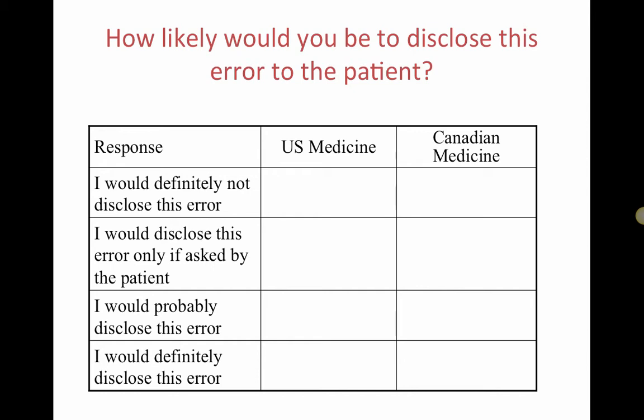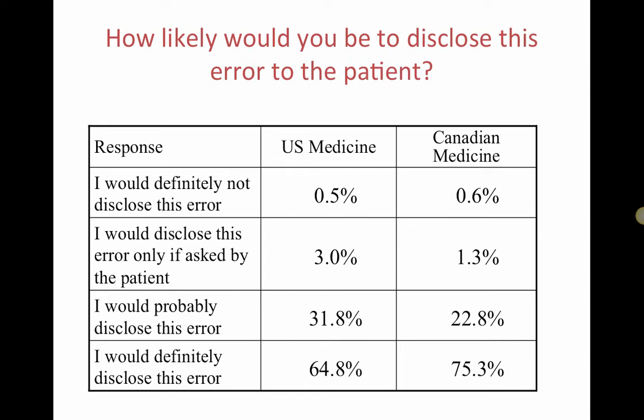In regards to "I would definitely not disclose this error," we see that only 0.5% would not disclose this error. 3% would disclose this error only if asked by the patient. Almost 32% would probably disclose this error, and 65% would definitely disclose this error. Somewhat similar figures were shown by the Canadian physicians.